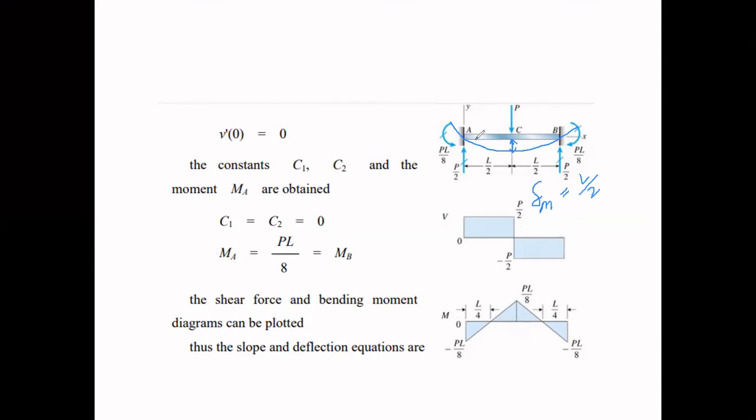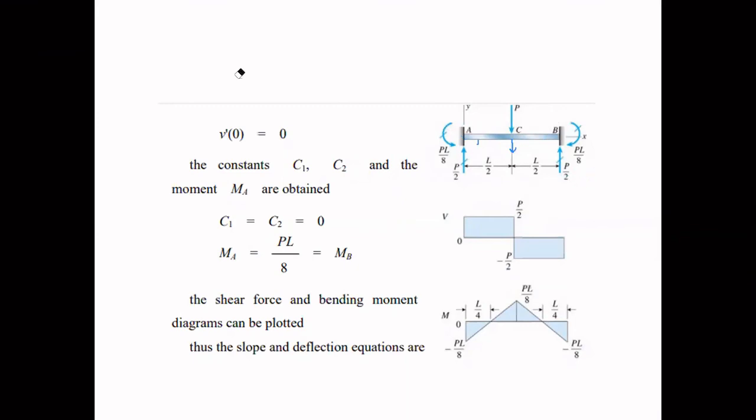Though there will be a certain rotation. We can clearly see if this is a rotation, this is theta A, and this is a rotation, this is say theta B. Whereas this is a deflection, we can say delta C or delta max, because the maximum deflection is occurring at the center itself. So this is how we can find out where the maximum deflection occurs. In this case, it is at the center. So we have easily calculated.